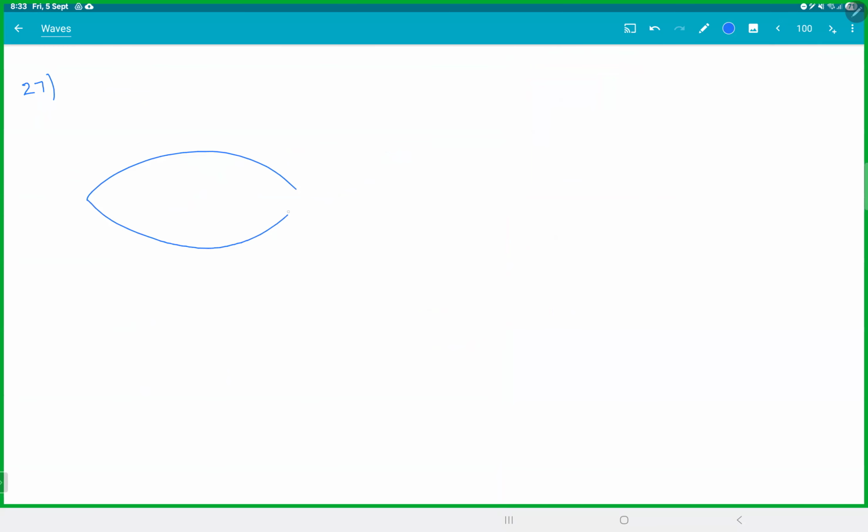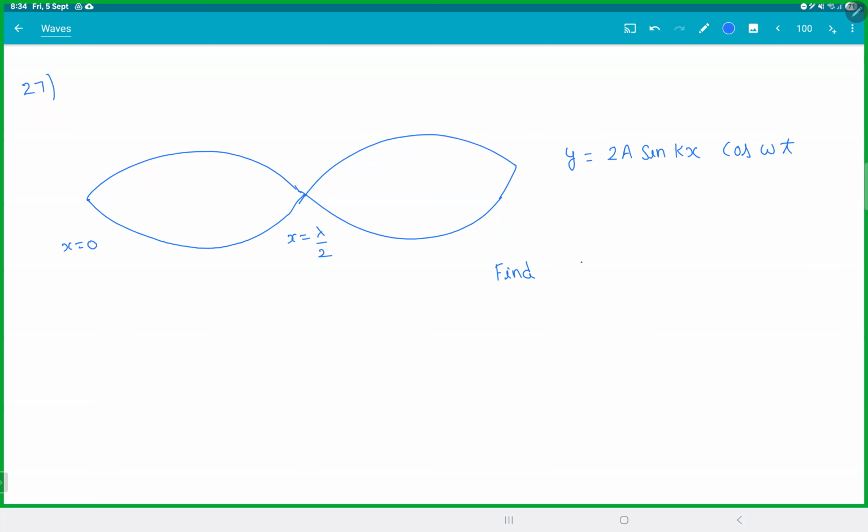So we got a stationary wave. y is equal to 2a sine kx cos omega t. Find the energy of one loop. So if you see, this is x is equal to 0, this will be x is equal to lambda by 2. If you have a wave which is moving, then that means there's also an energy. Find the energy of one loop.